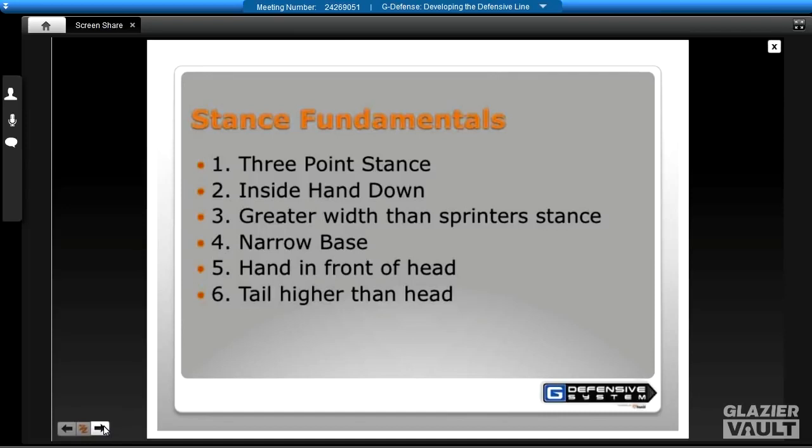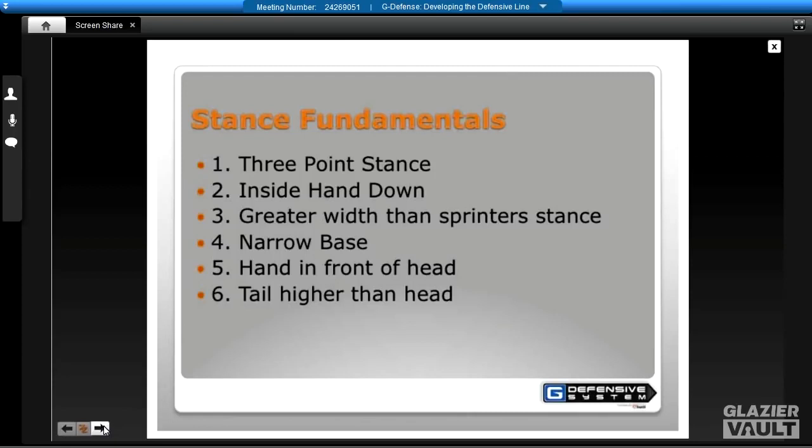We want to have the width of our stance greater than a sprinter stance. In the early 90s, when everybody was a stack 4-3 team, we had a bunch stack where our feet were just about in a sprinter stance with a very, very narrow base. And what we did is we told them to get off. Well, that was great at the college game, but we got the snot knocked out of us.